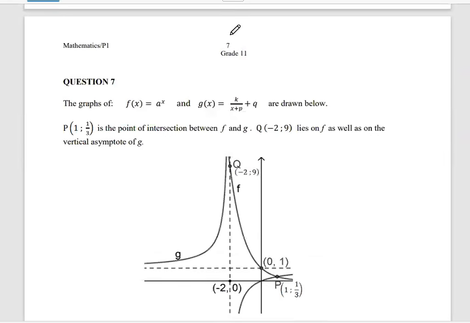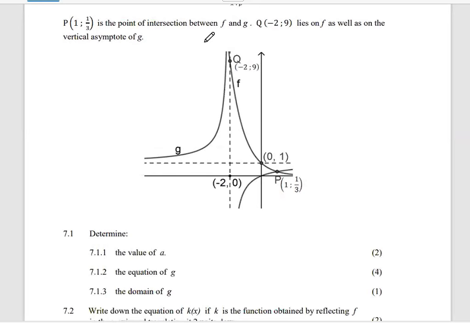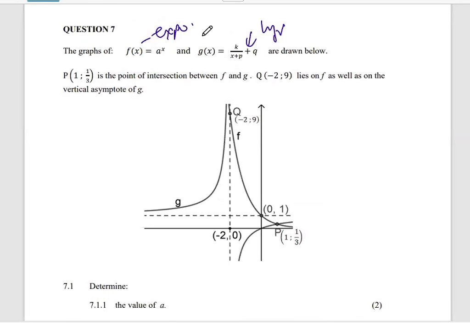All right, then question number 7. We're given f of x, which is an exponential. This is a hyperbola by nature of the equation. P is a point that has coordinates 1 and 1/3. Q is (-2, 9), which lies on f, as well as the vertical asymptote. They want us to get the value of a.